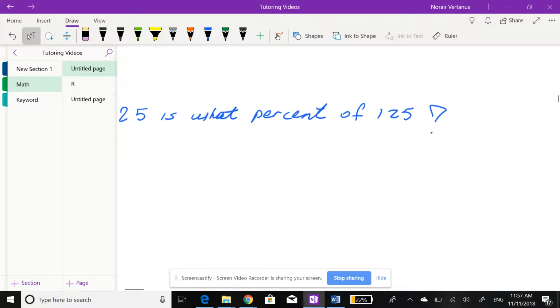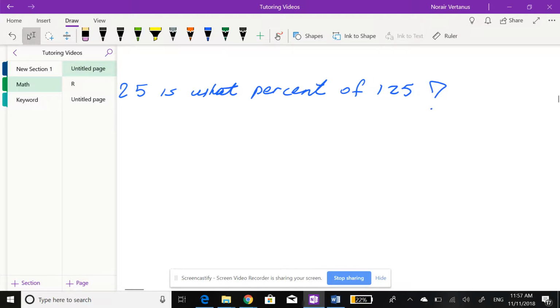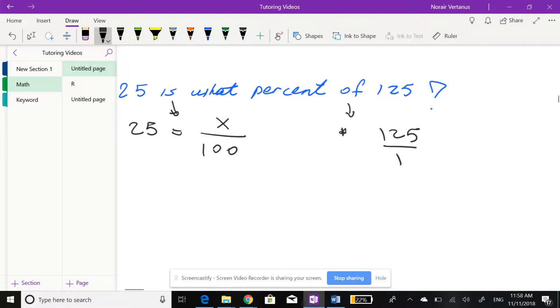So second problem, 25 is what percent of 125? So set up the equation. 25 is equal sign, what percent, x over 100, of becomes a multiplication, 125, right? It's multiplication again. Now here we have multiplication. 100 and 125 can be simplified. This and this can be simplified, right?